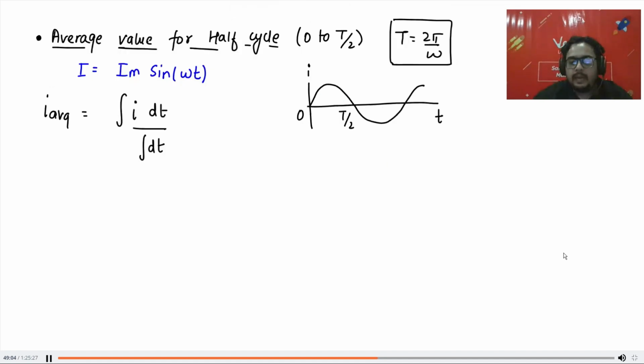I have not done it till now. I have only written the formula, Manisha. This is how you calculate.